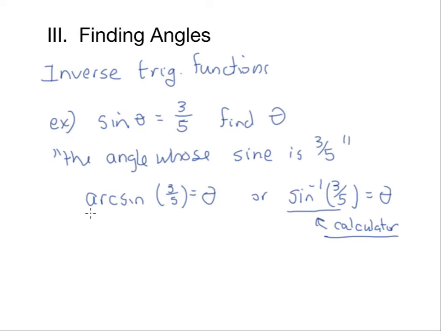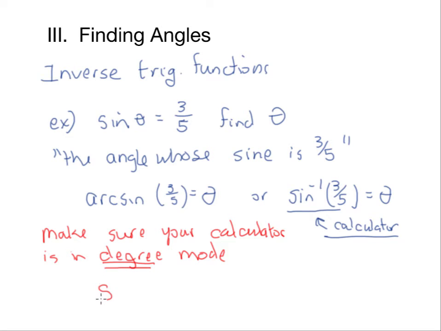Now, the sine to the -1 notation is used by your calculator and by your textbook. Arc sine is usually used in upper level mathematics courses. So I want you to be familiar with both notations. But we will be using the second notation most of the time in this class. Important note, always, always, always make sure your calculator is in degree mode before solving any problems in this section. So let's figure out the angle whose sine is 3/5. I punch this into my calculator and I get a decimal value, and I'm going to round it to one decimal place, and I get the angle theta must be equal to 36.9 degrees.